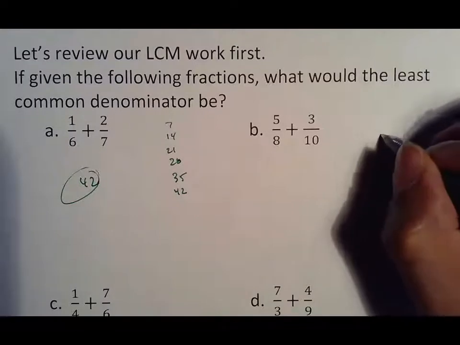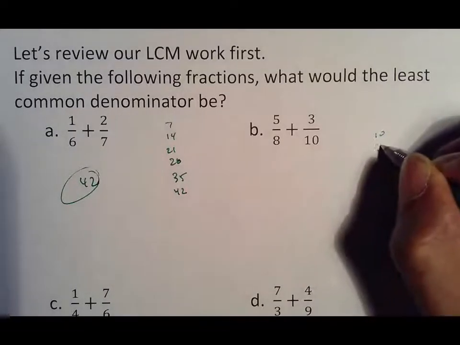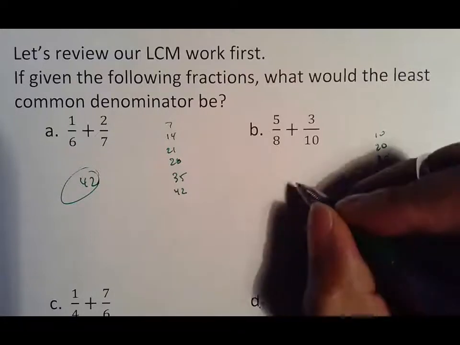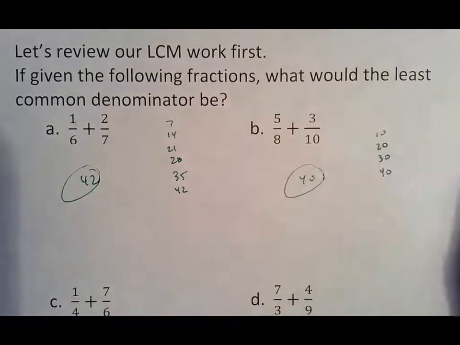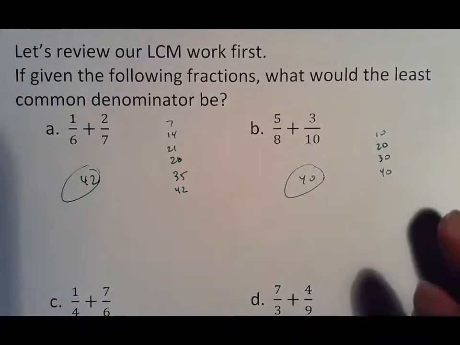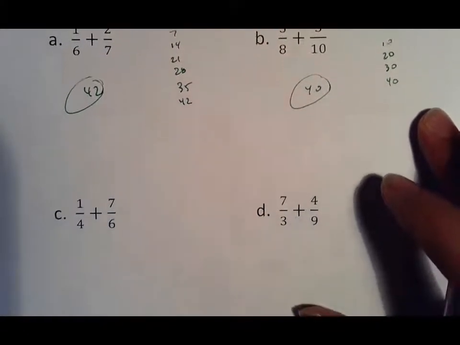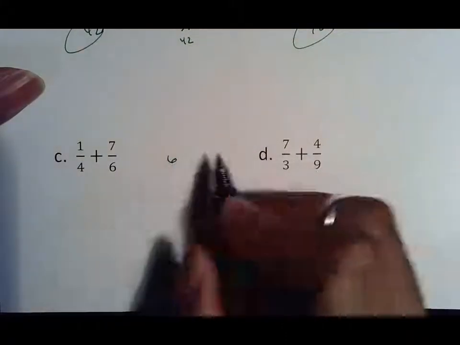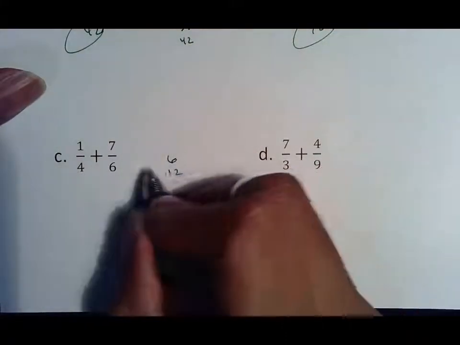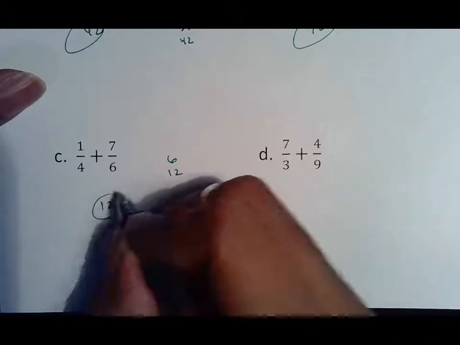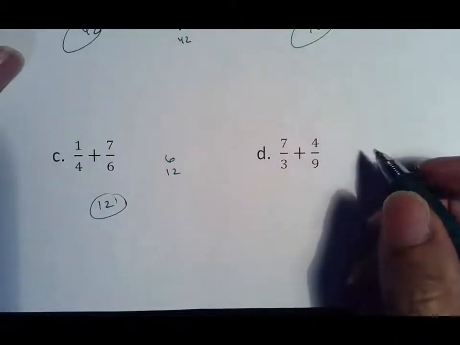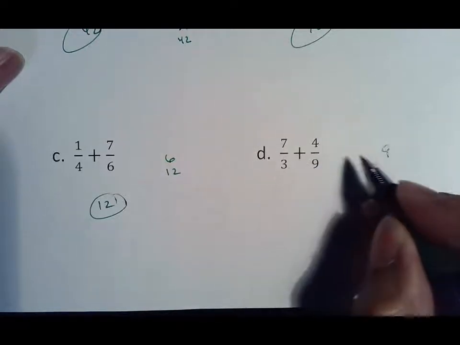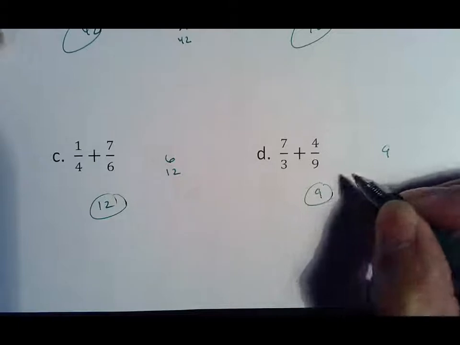But we would count by 10. I know 8 does not go into 10 or 20 or 30, but I believe 8 times 5 is 40, and so your least common multiple there is 40. Same thing, pause it for a second if that's what you're doing to see if you can figure out what C is. 4 does not go into 6, but in my opinion I believe 4 does go into 12, and so 12 would be your least common multiple. And then on the last one, again using the bigger number, I believe 3 times 3 is 9, which means that 9 is your least common multiple.